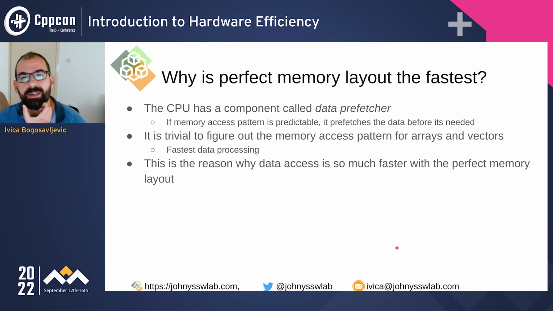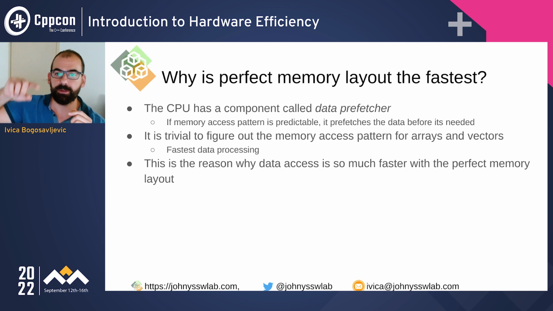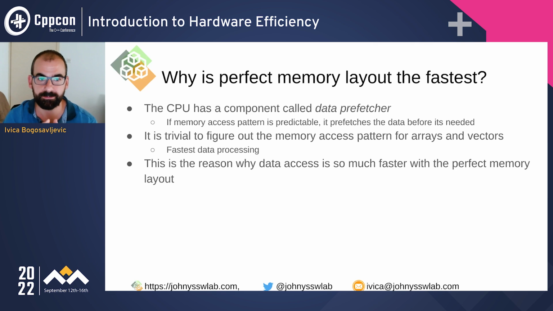Okay, so the question is, why is the perfect memory layout the fastest? The reason is that inside the CPU, there is a component called the data prefetcher. So what is a data prefetcher? If your program has a predictable memory access pattern, where normally the address just increases by 1 or by n, the CPU can prefetch the data before the data is even needed, and this results in a speed improvement. If you're accessing arrays or vectors, it is trivial to figure out the memory access pattern. For the CPU, processing arrays and vectors is really fast because the memory access pattern is always predictable. This is the reason why data access is so much faster with the perfect memory layout: the CPU can prefetch the data before it's even needed.